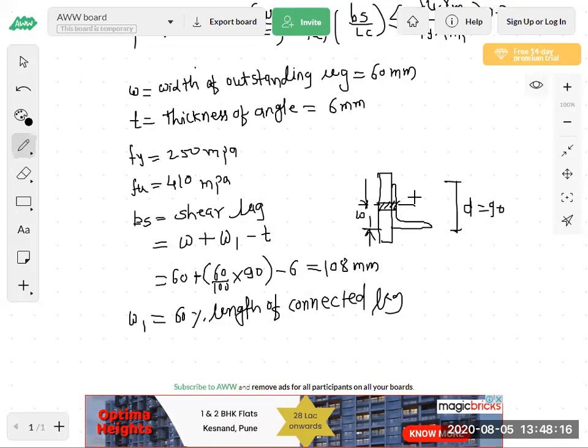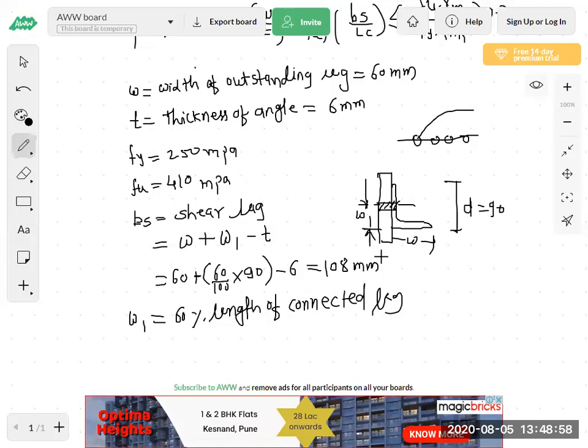The shear force varies from the first bolt to the last bolt, because in this problem there are 4 bolts. From the first bolt to the last bolt, the same force is not transferred from the connected leg to the outstanding leg. So this force varies. Here 100% load is there, then here maybe 80%, then here maybe 60%, then here maybe 40%. So that is the shear lag. That shear lag we calculate as W plus W1 minus the thickness of the angle.